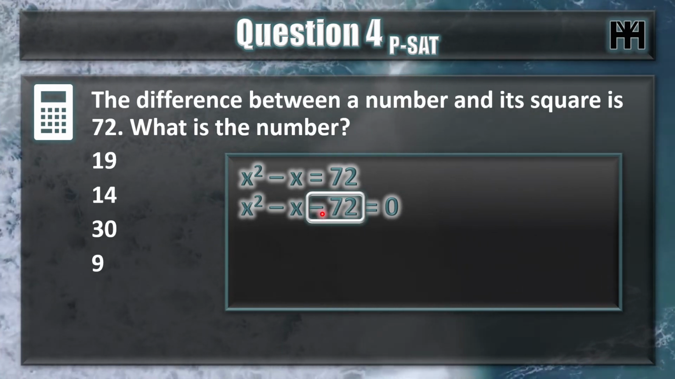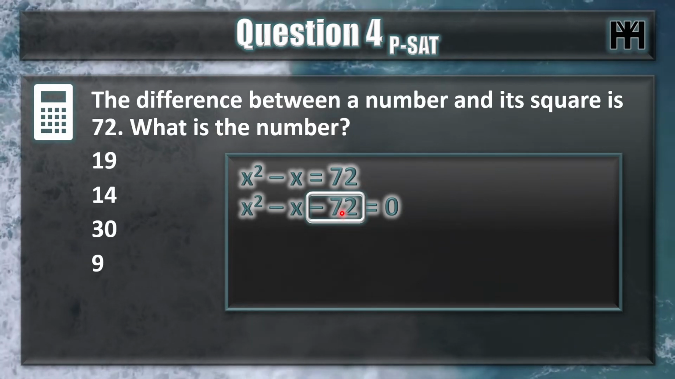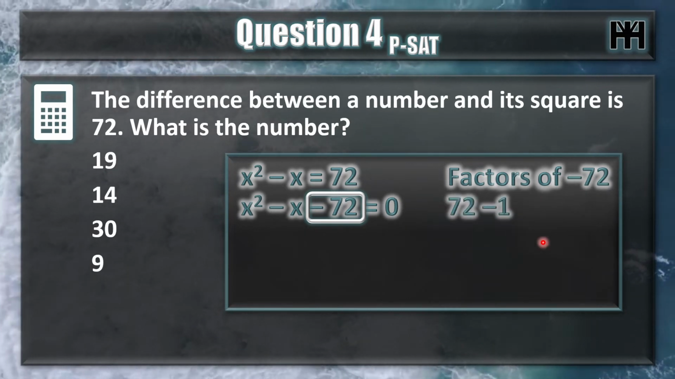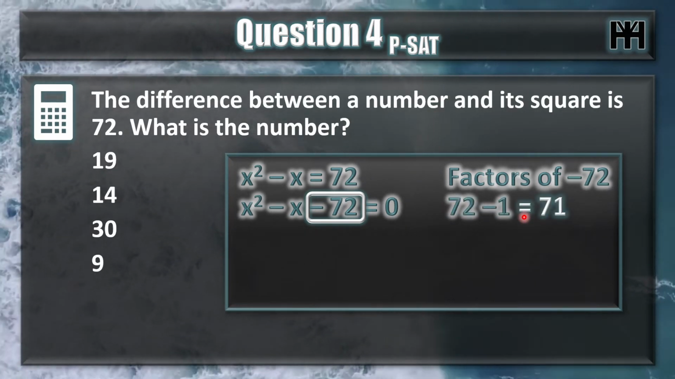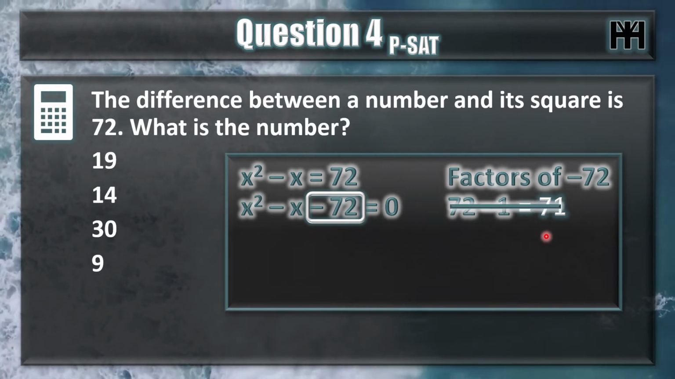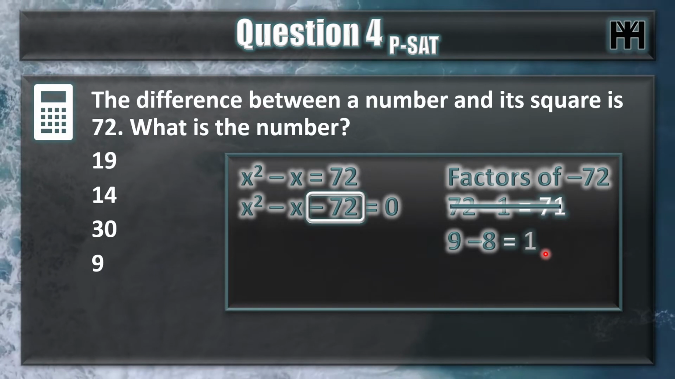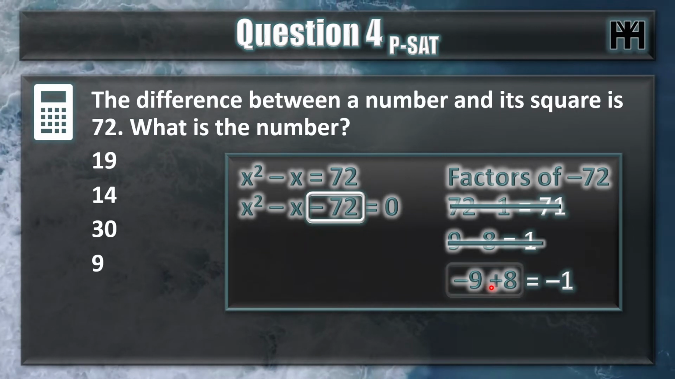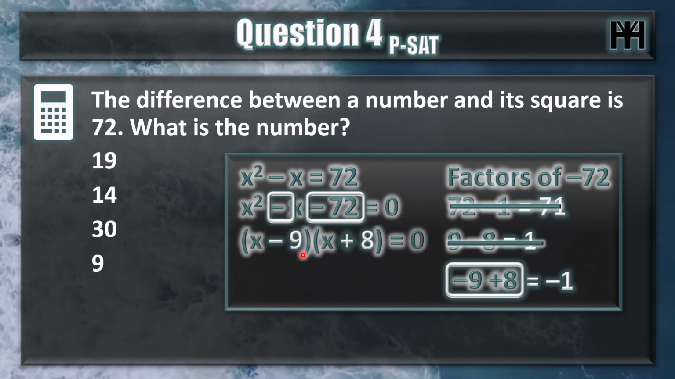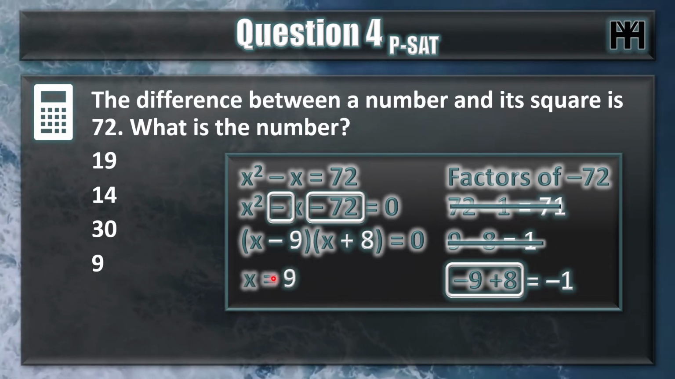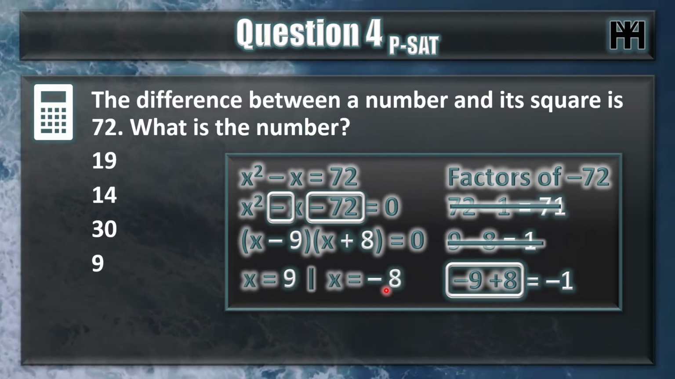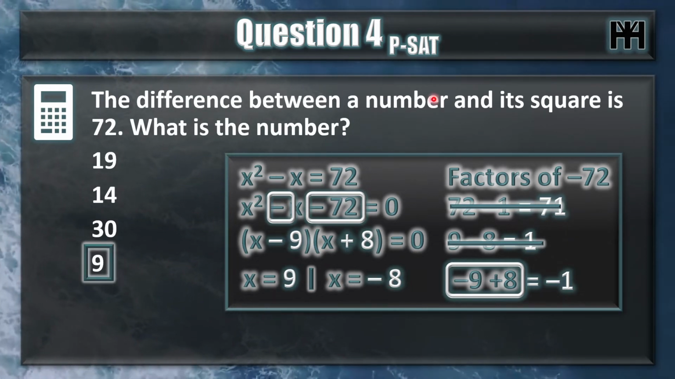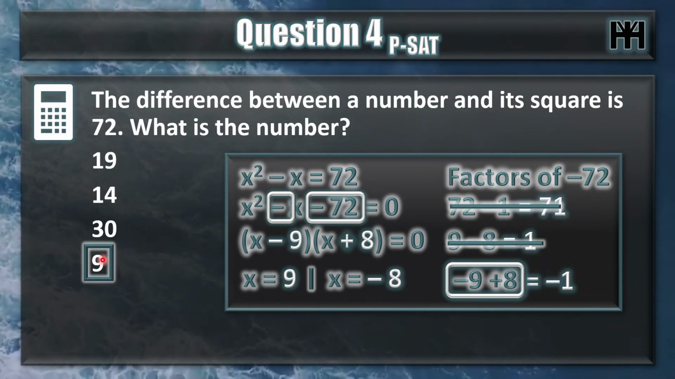It comes a lot in the quadratic questions. They use 72 a lot. Okay, let's see here the factors of negative 72. 72 and negative 1, 71. No, not negative 1, so not our answer here. Okay, 9 and negative 8, 1, not negative 1. Okay, negative 9 and 8, negative 1. So these are the ones. So x minus 9 and x plus 8 equals 0. So we have x equals 9 or x equals negative 8. So here, the only number that applies here is 9.